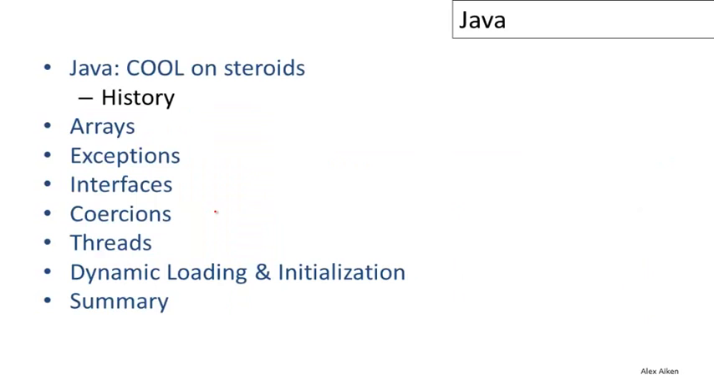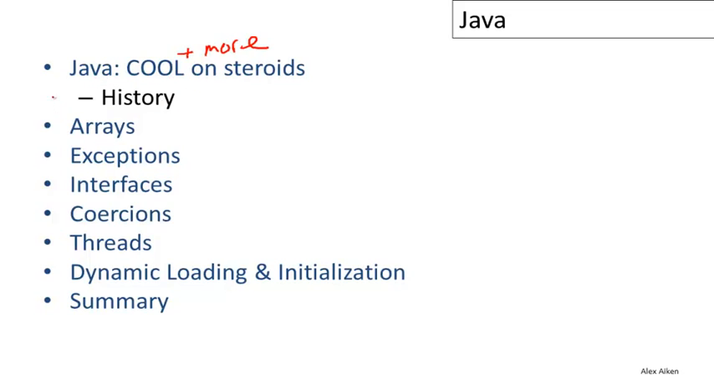From the perspective of this class, Java is a kind of Cool on steroids. It's Cool plus more features, many more features. At their core, Java and Cool are very similar. Java and Cool are both typed, object-oriented, garbage-collected languages. They were both designed in the early 1990s, and so they share a common culture there with the ideas that were current at that time.